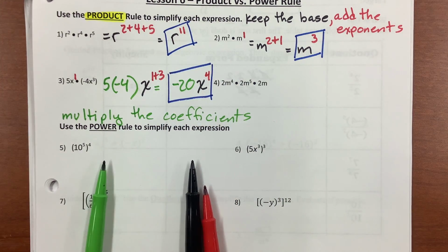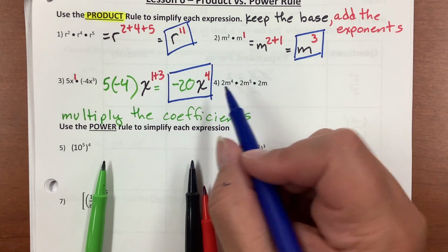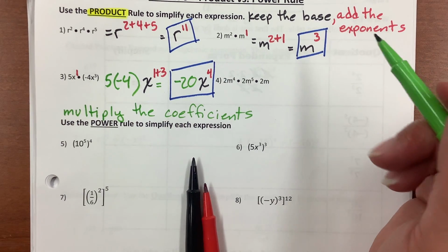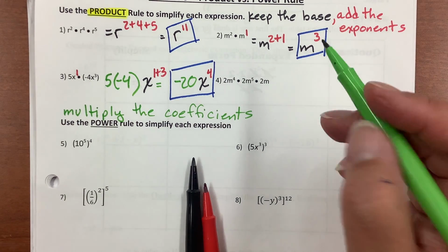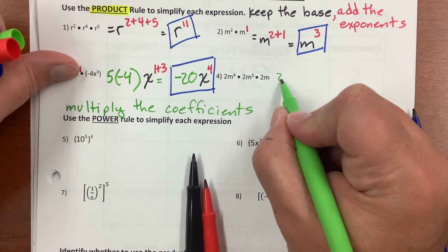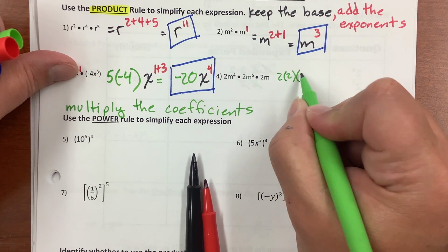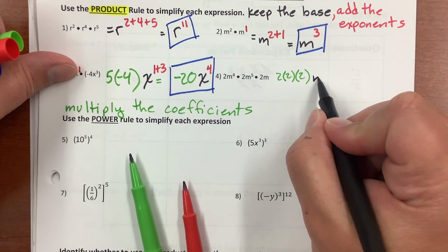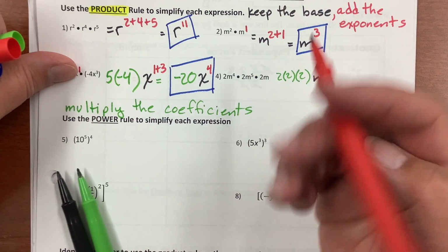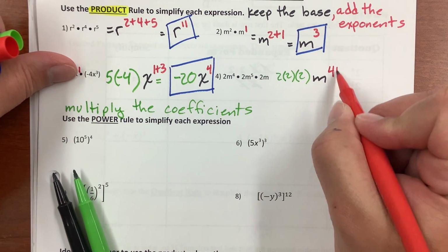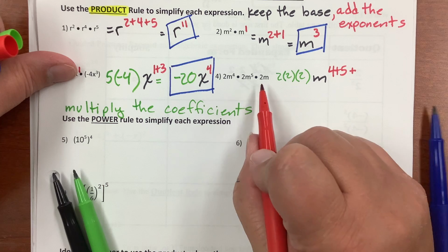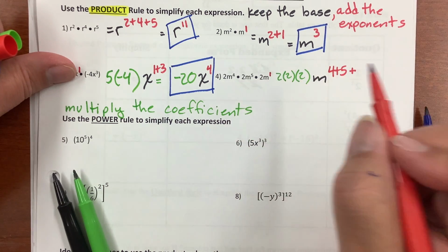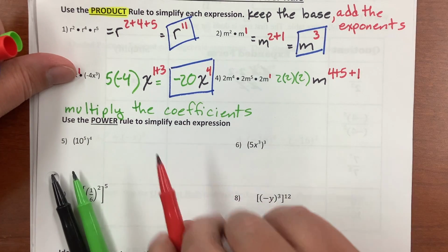All right. The next one, my goodness gracious me, there's 3 coefficients. Still, I can put all the coefficients in the front because I'm using the commutative property. And I'm going to do 2 times 2 times 2. Then I keep the base, and I add the exponents. 4 plus 5 plus, that m does not have an exponent. I'll put my own little exponent there. Boop. 4 plus 5 plus 1.